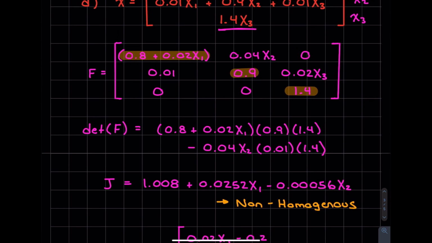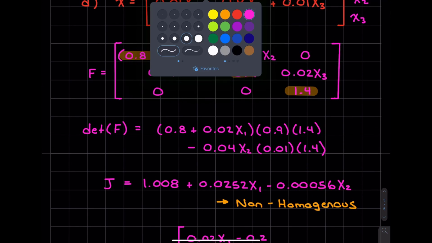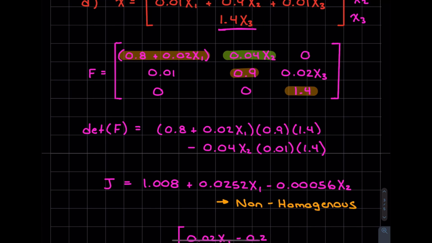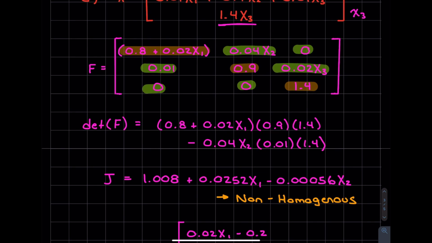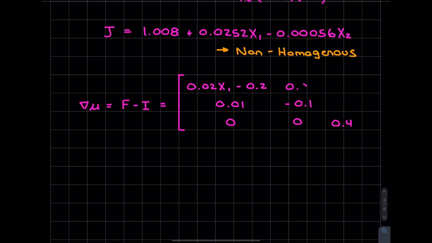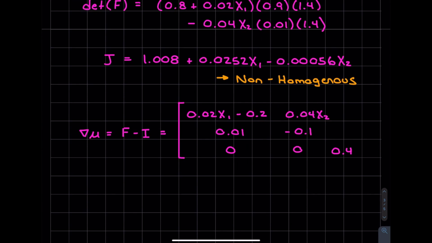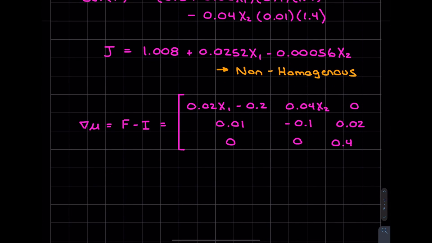And remember that all the non-diagonal terms, I'll highlight in this color. All these non-diagonal terms that I'm highlighting in green, they just stay the exact same. So on the one side, I got 0.1, 0.01, 0, and 0. And on the other side, I got 0.04 x2, 0.04 x2, and 0, and 0.0 something, 0.2 x3. So I'm just going to finish this here. And we're good to go.